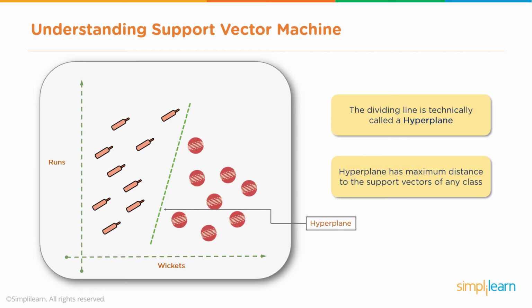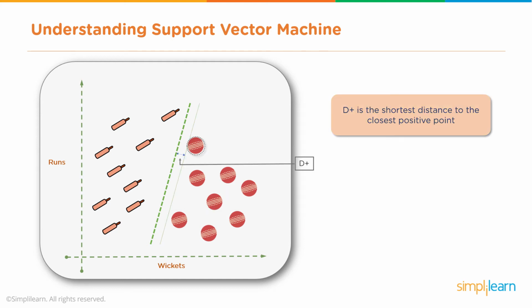Technically, this dividing line is called a hyperplane. And the reason it's called a hyperplane will become a little bit more evident in a few minutes. Generally, in two-dimensional space, we consider those lines. But in three-dimensional space and higher dimensional spaces, they're considered planes or hyperplanes. So we always tend to refer to them as hyperplanes. And the hyperplane that has the maximum distance from the support vectors is the one we want.